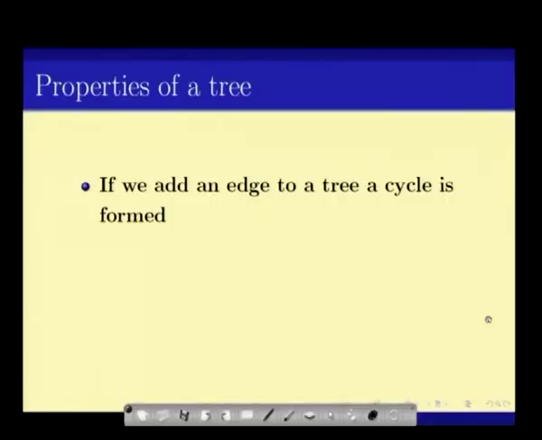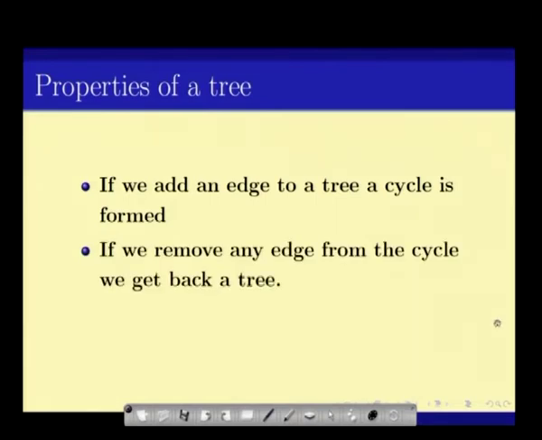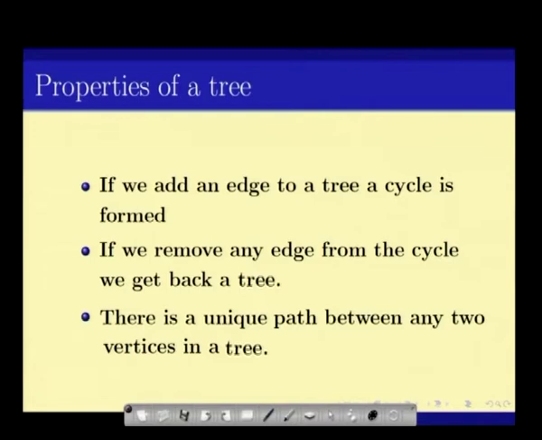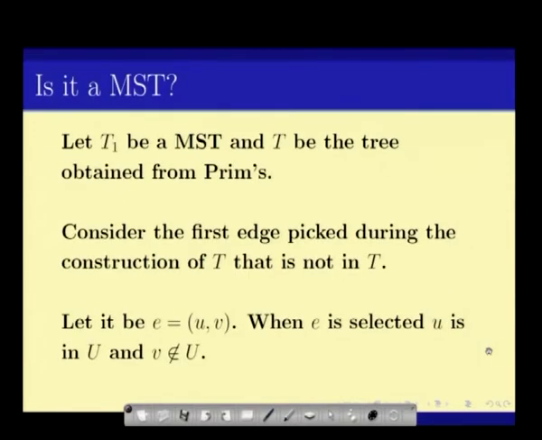Let us quickly revise: if I have a tree and I add an edge to that tree, then I get a cycle, and if I remove any edge from that cycle, we get back a tree. This is a very crucial part of this whole thing. Also, there is a unique path between any two vertices in the tree. So, we have to understand, is this a minimum spanning tree?